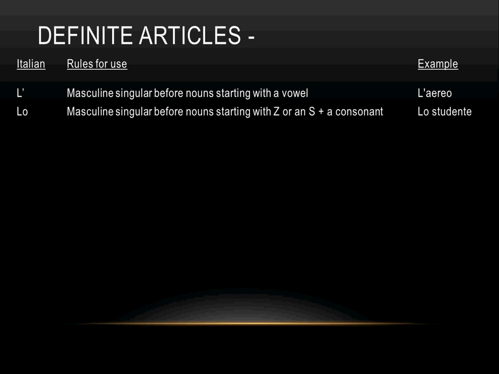Now, before masculine singular nouns starting with a Z or an S plus a consonant, like sport or studente, you use the word lo. Our example is lo studente. And then for all other masculine singular nouns, you use il. As in il bambino.